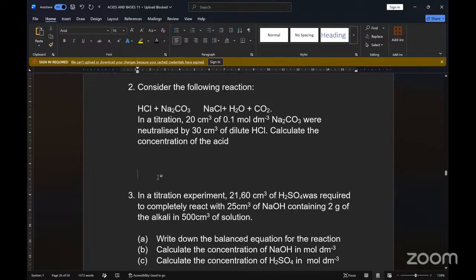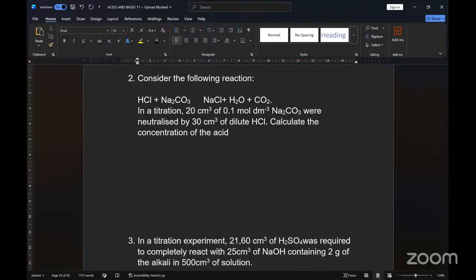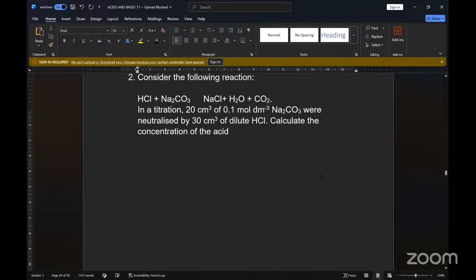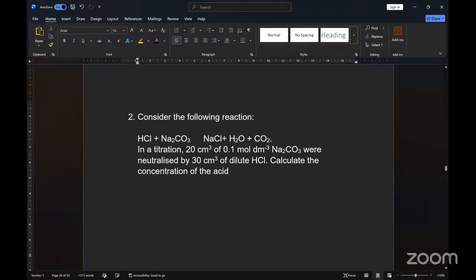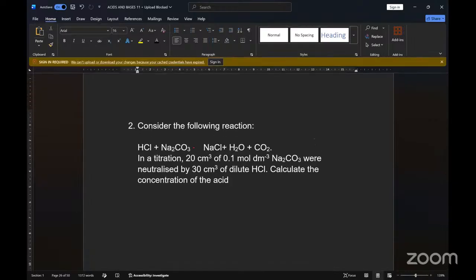Okay, so now let's look at a real titration question. This one was just an introduction. Let's see how we apply the principles of what we have learned so far in real questions. They say consider the following reaction: hydrochloric acid reacting with sodium carbonate will give you sodium chloride plus water plus carbon dioxide. It says that in a titration, 20 centimeters cube of 0.1 mole per dm cube sodium carbonate were neutralized by 30 centimeters cube of dilute acid. Calculate the concentration of the acid.